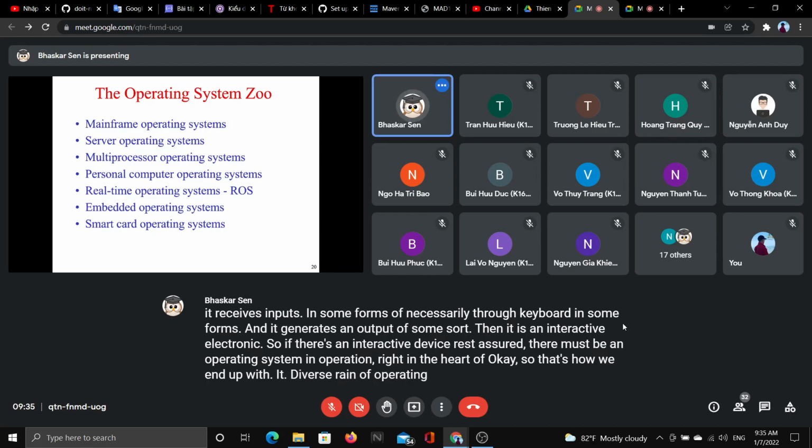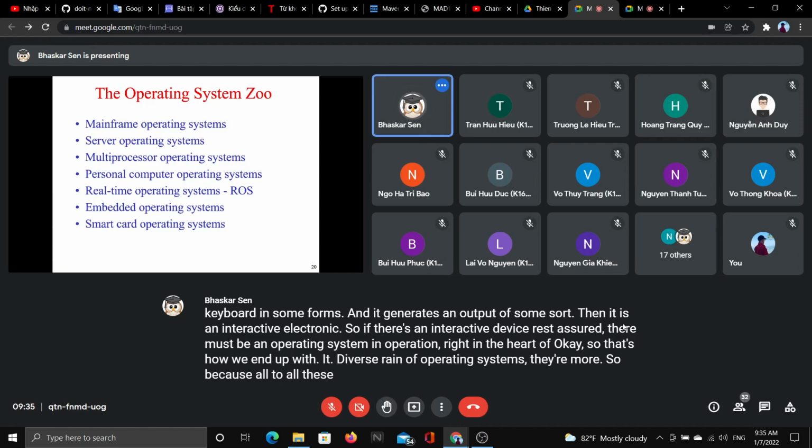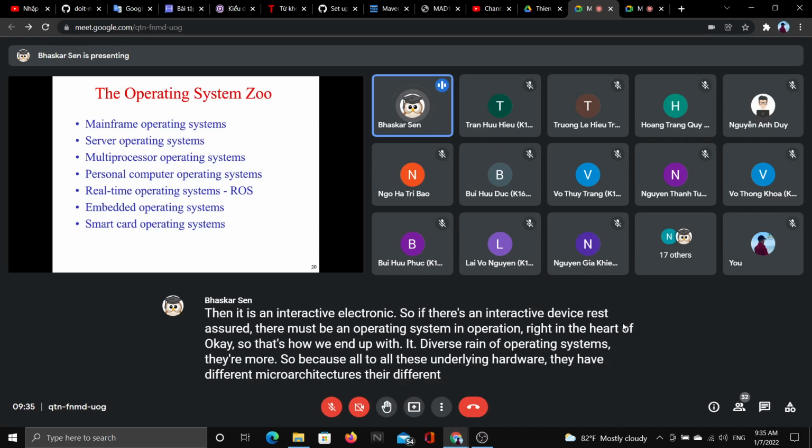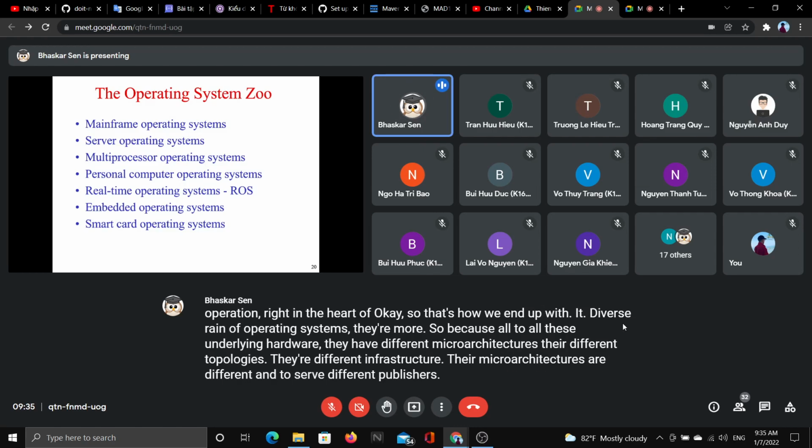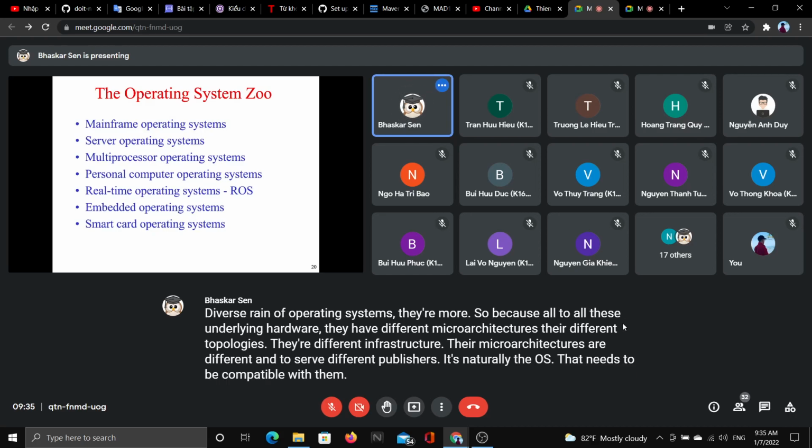And more so because for all these underlying hardware, they have different microarchitectures, they have different topology, they have different infrastructure, and they serve different purposes. So naturally, the OS that needs to be compatible with them must change as well. Okay.